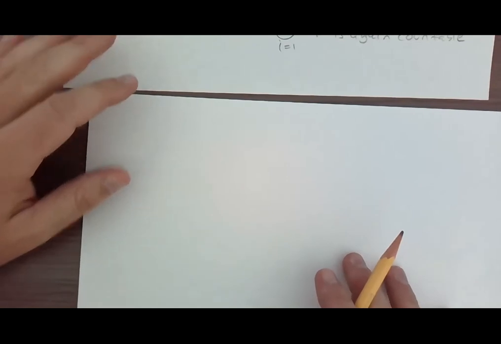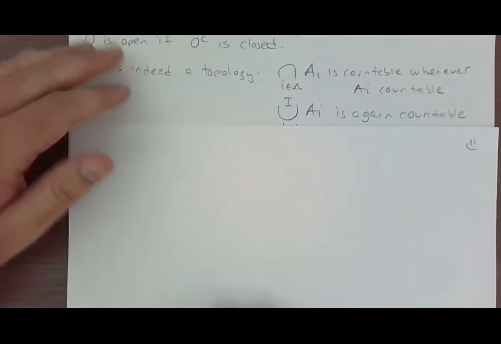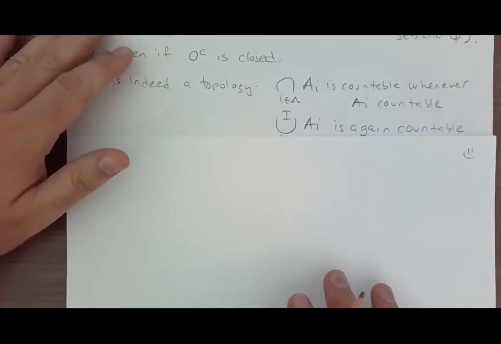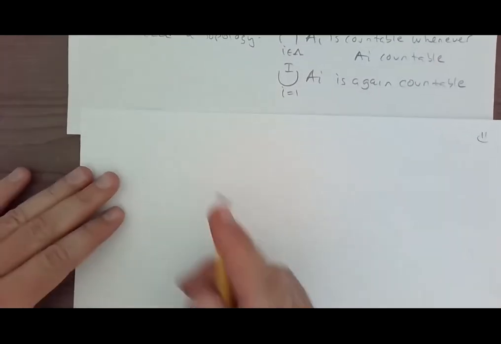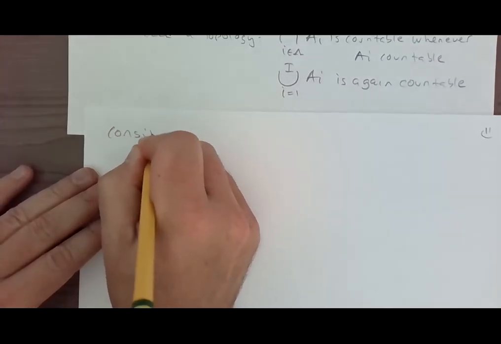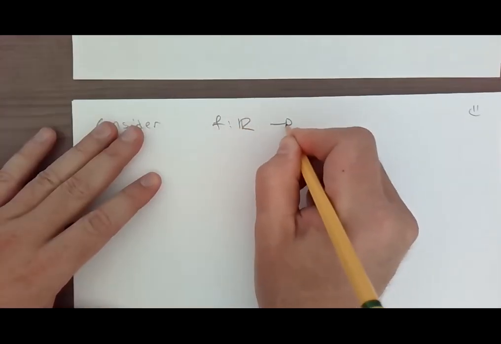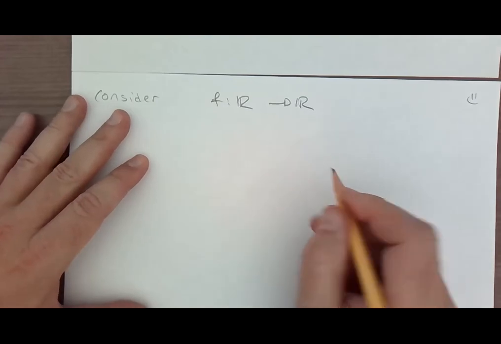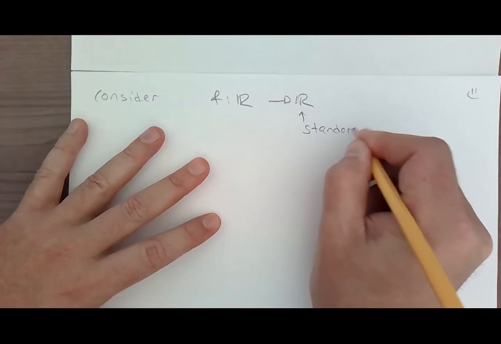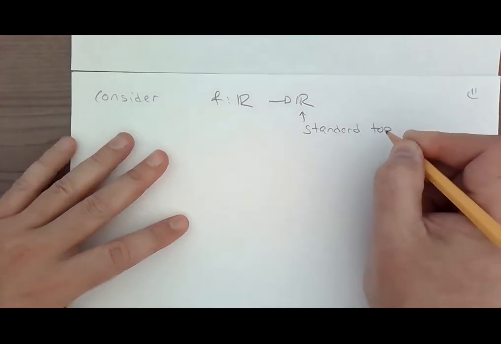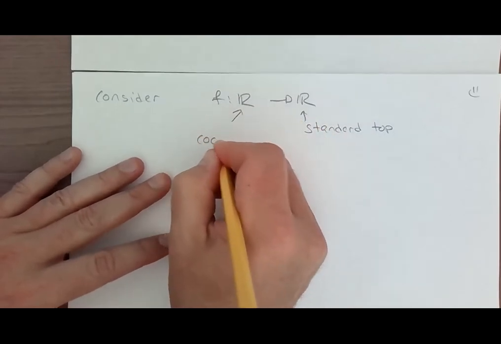And now we can start looking at examples in this topology. We can start talking about what kind of sets are compact, what kind of functions are continuous with this topology. So we consider continuity. Consider a function that goes from R into R. Over here, we're going to put the standard topology. And over in the domain, we're going to put this crazy beast we call the co-countable topology.